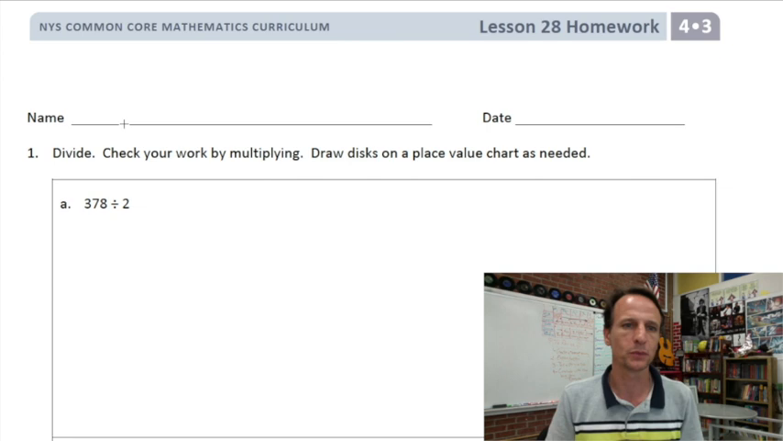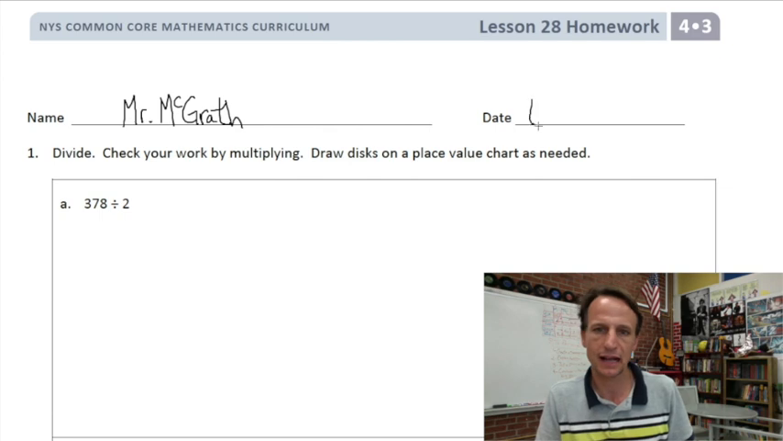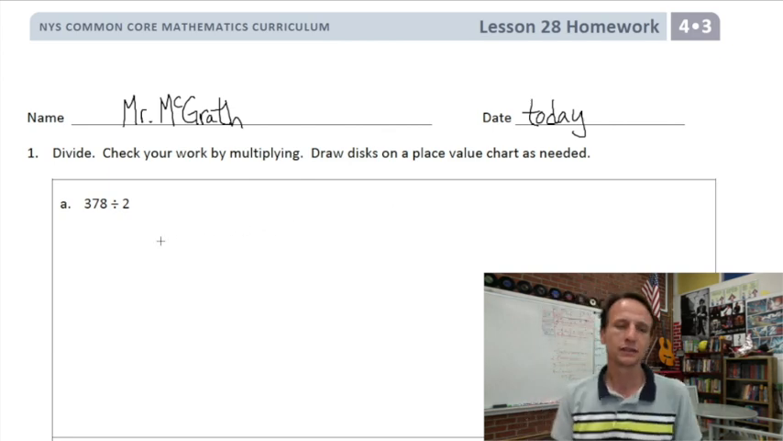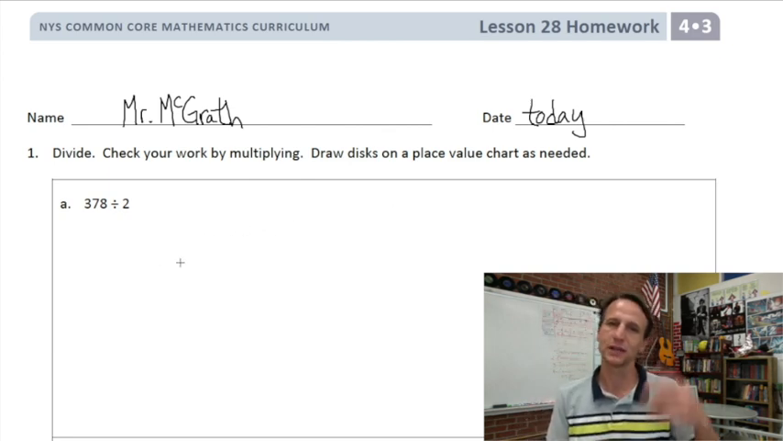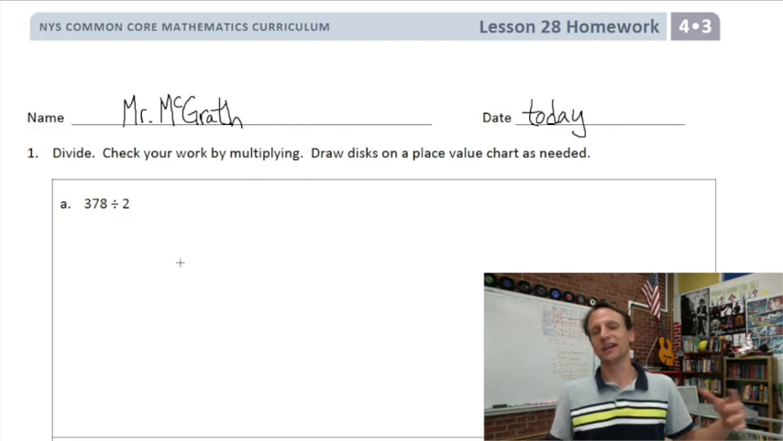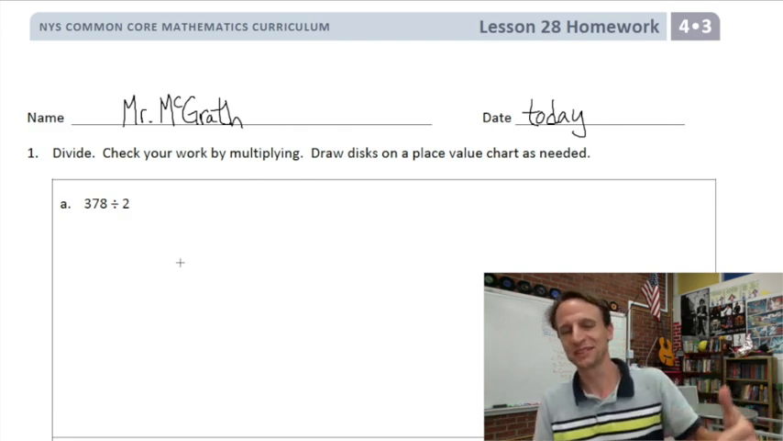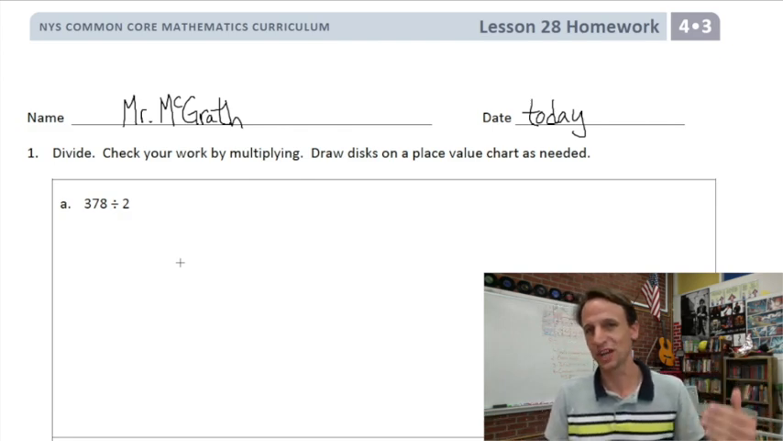So let's start off homework by jotting our name down at the top of the paper. I will put my name and you put yours. And then for today's date, I will write today, but you write the actual date, where and when you are in this world. Good news. You only have 2 examples to do tonight. Yeah, but as you probably see, number 1 comes in parts A through J.